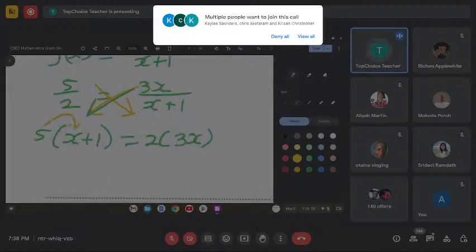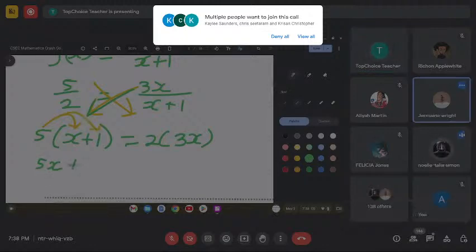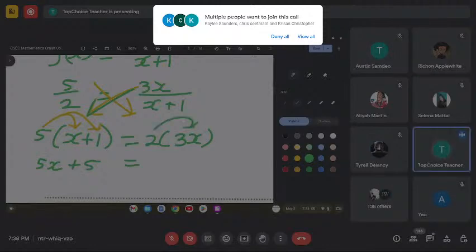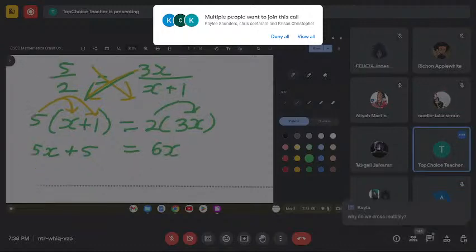5 times x gives us what? 5 times x is? 5x. Right? What is 5 times 1 now? 5. 5 equals, what is 2 times 3x? 6x. Right. Very good.